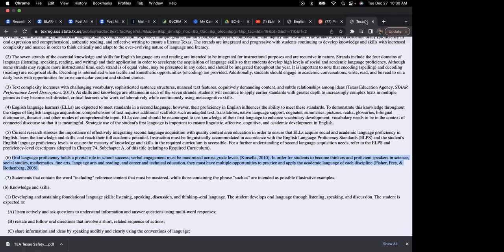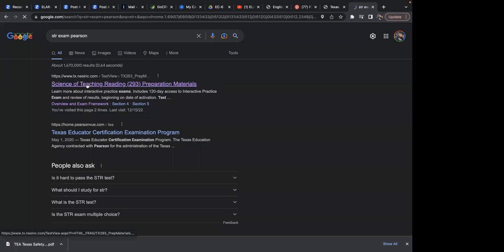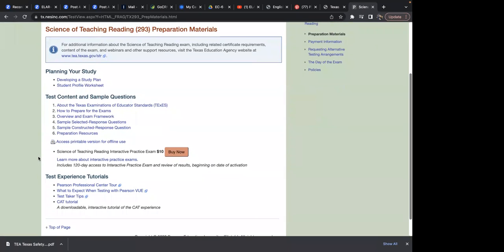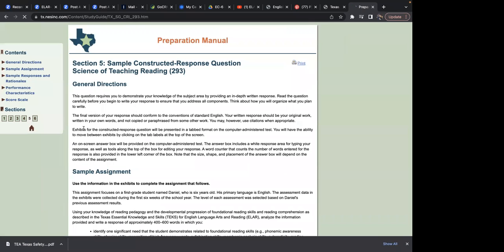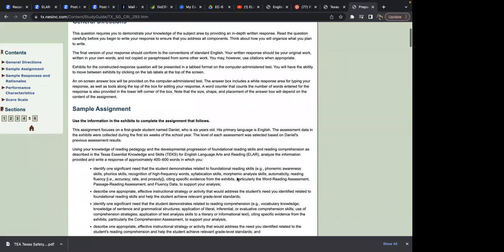So for your, and I'm just going to bring it up first really quickly so you can see it. And there is an interactive exam. It's $10, and I would like for you to take that. Here it is, a constructed response question. I'd like for you to attempt that after you're done studying, before you attempt the real exam, to see where you are.